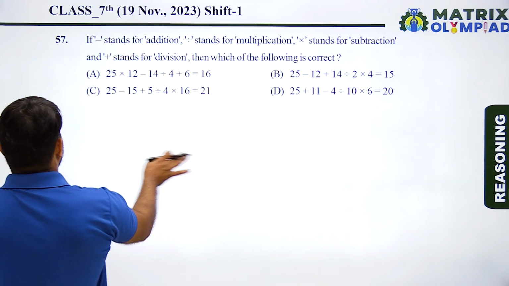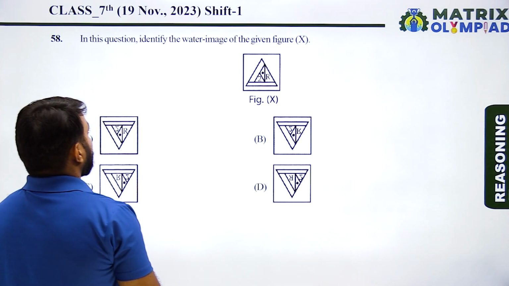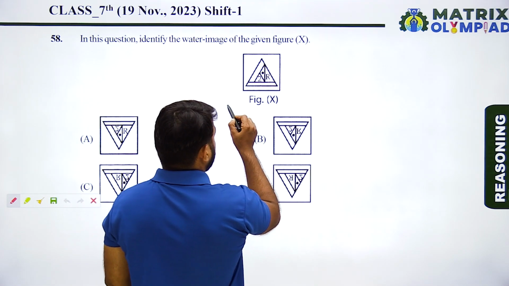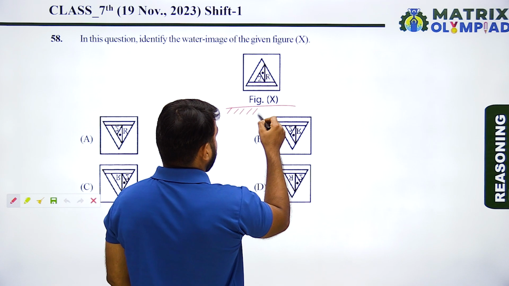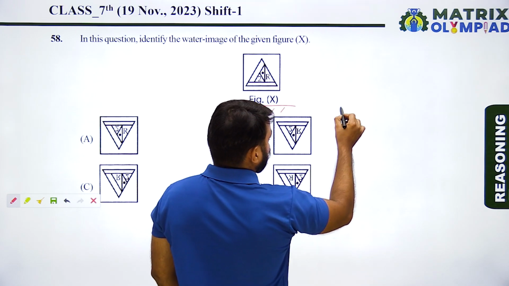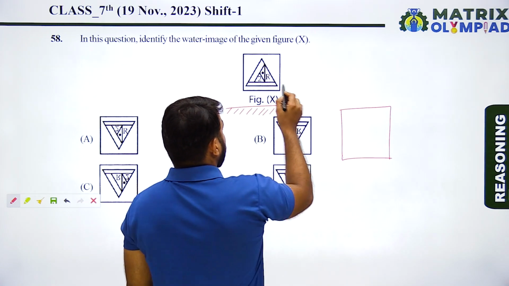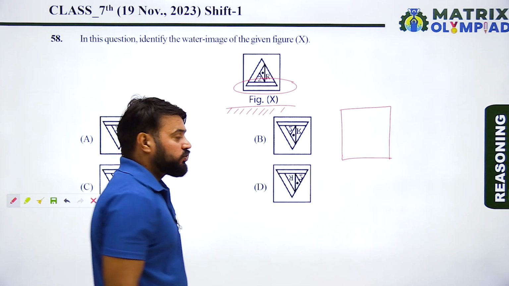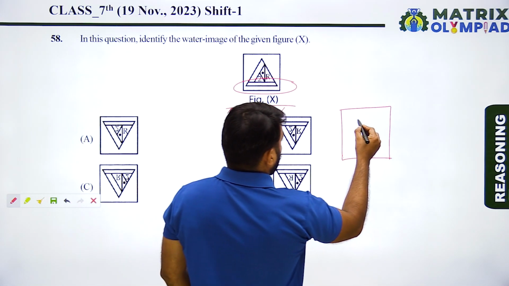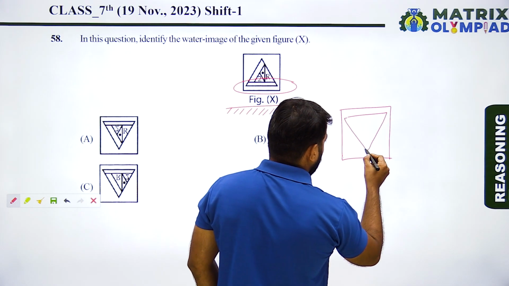So next question is question number 58. In this question, identify the water image of the given figure X. So find the water image of figure X. So water image of figure X look like as follows. This part is near the water, so it will remain near the water in the water image. So water image of this figure look like as follows.